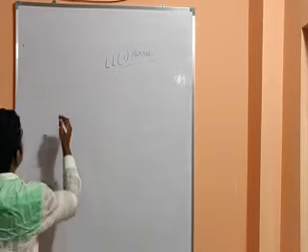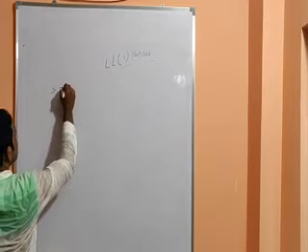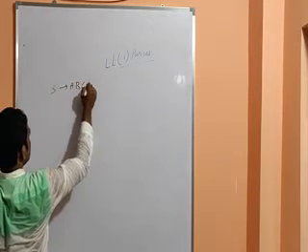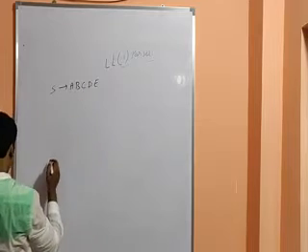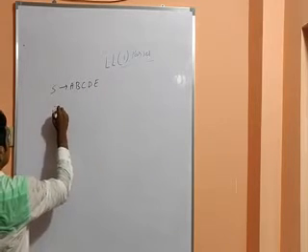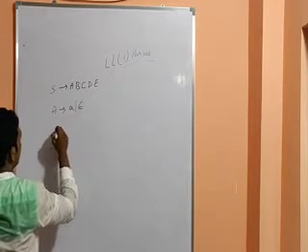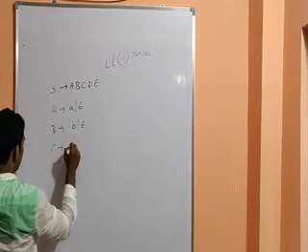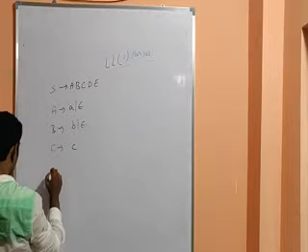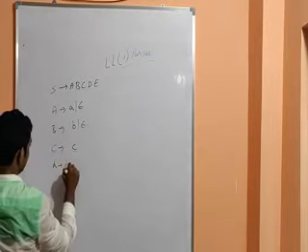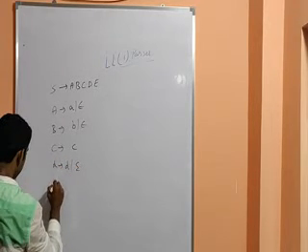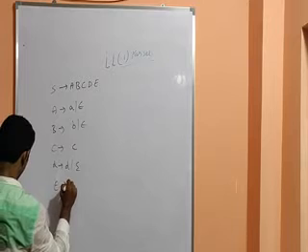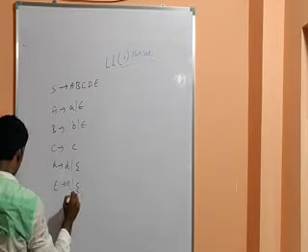So I will write the grammar. S goes to A, B, C, D, E. A gives rise to a by epsilon. B gives rise to b by epsilon. C gives rise to c. D gives rise to d by epsilon. E gives rise to e by epsilon. So this is the grammar given.